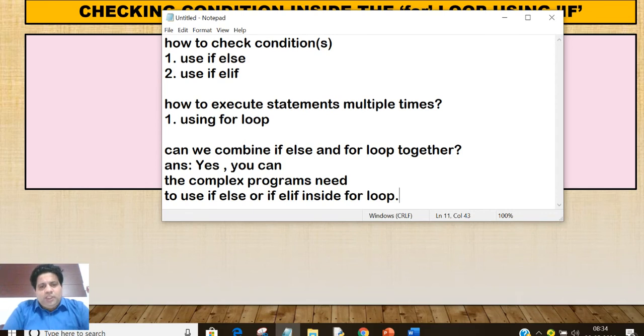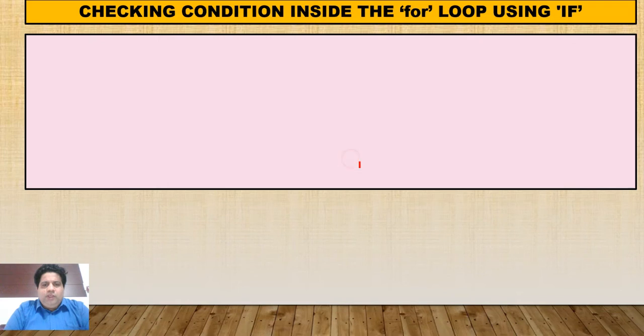It means the structure of Python program is very flexible. You can use if else or if elif inside for loop, and vice versa also. And vice versa means you can use loop inside if else or if elif. So here we are going to use if else or if inside the for loop. See the syntax.